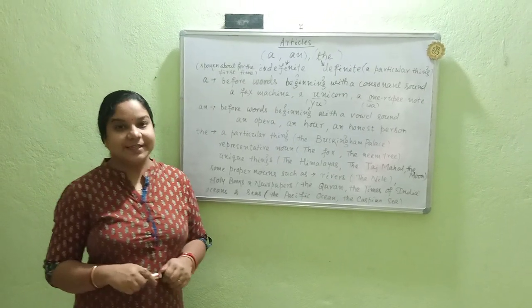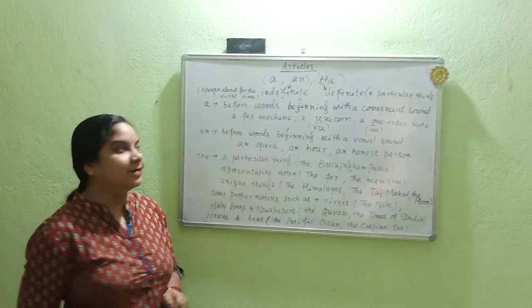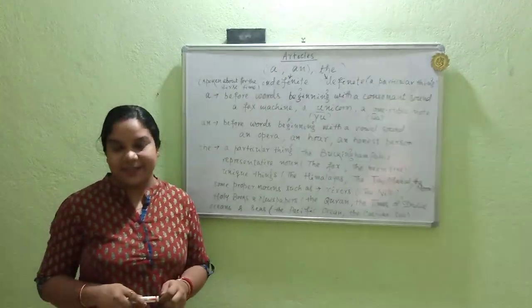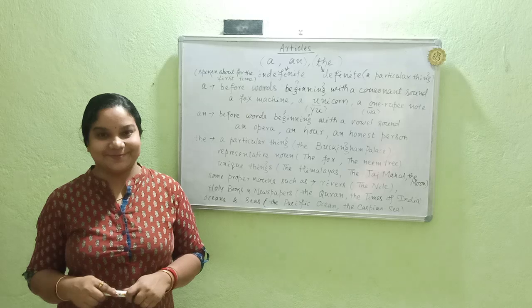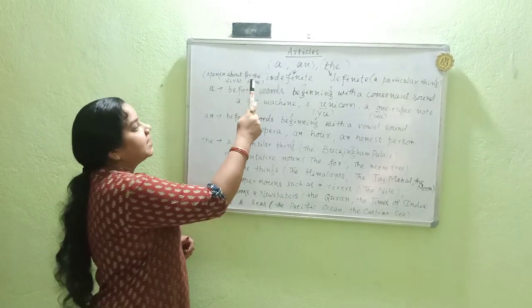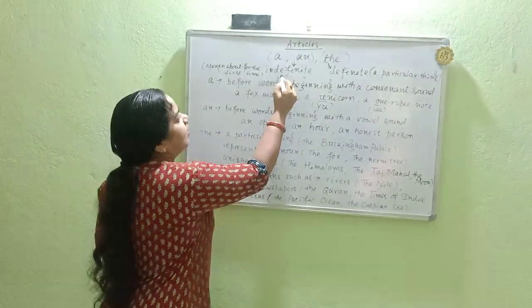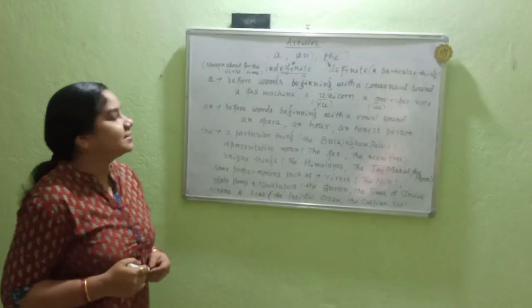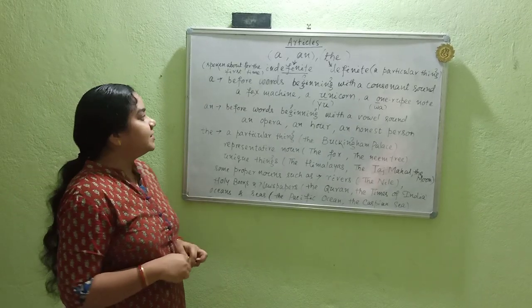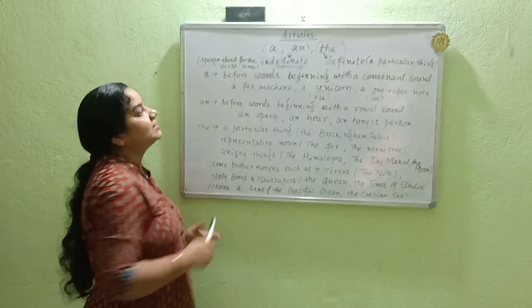Now, in your previous classes, standards 2, 3 and 4, you have read about the articles a, an and the and their usage. A, an and the are three articles, and out of them, a and an are called indefinite articles. Why are they called indefinite articles? Because you use them before a noun that you are speaking about for the very first time.